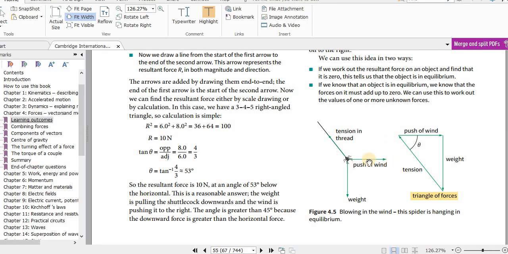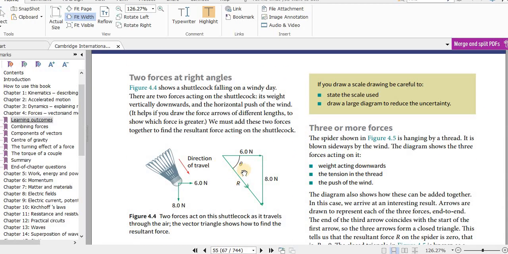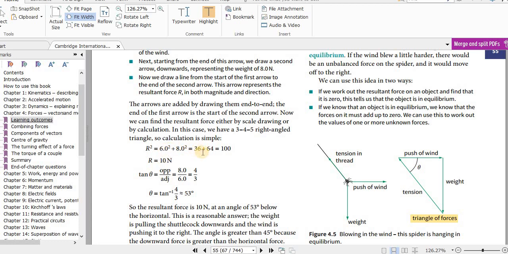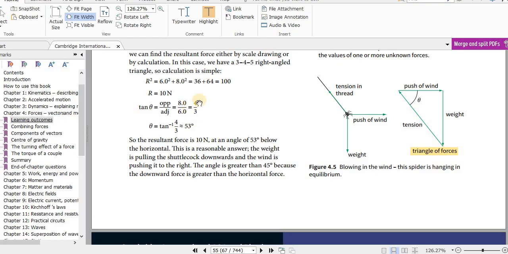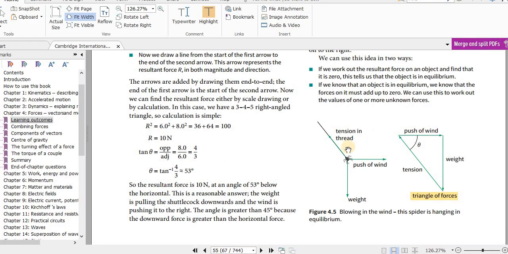So the resultant force. And if you draw it to scale, otherwise you can do it like this by calculation. Now if you draw a scale drawing and do this, you should also get the same answer if you do it accurately. Okay, so how do we do this?